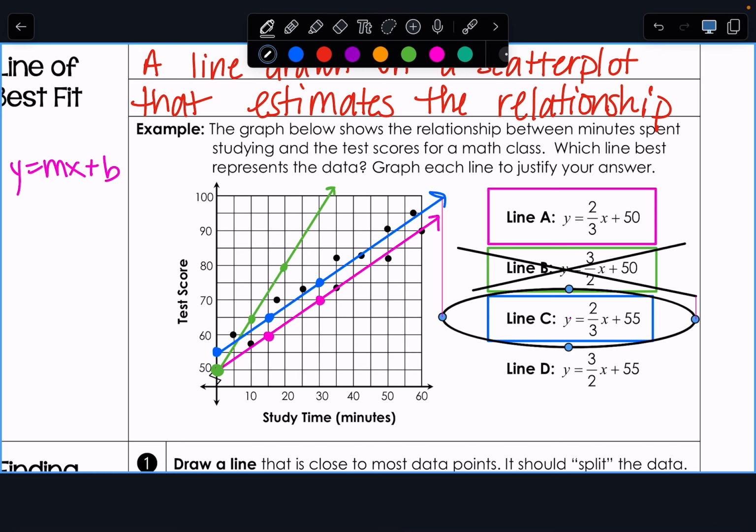How do we know that line D is not going to be it? That slope is going to be the same as the green line, and we did not like the slope of the green line, did we? No. It wasn't great.